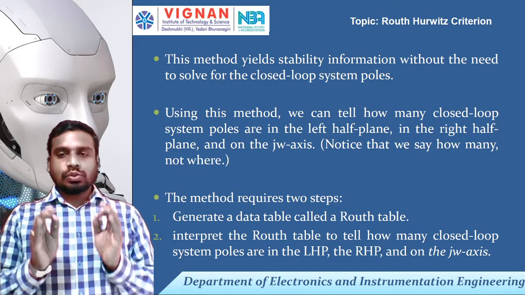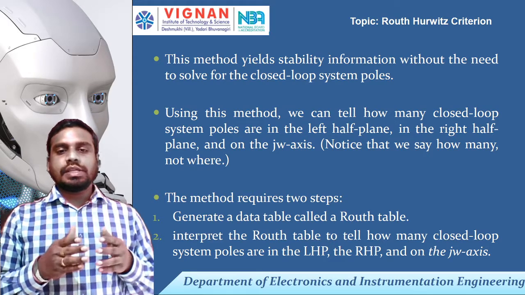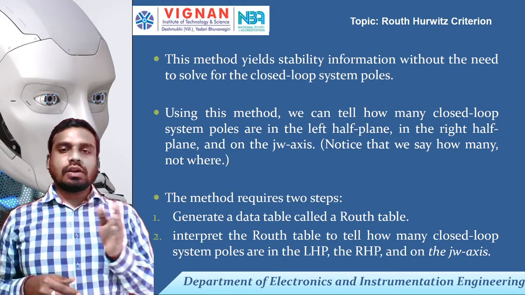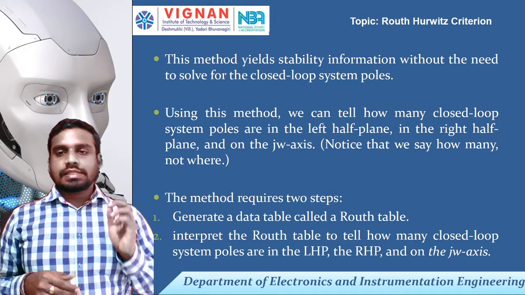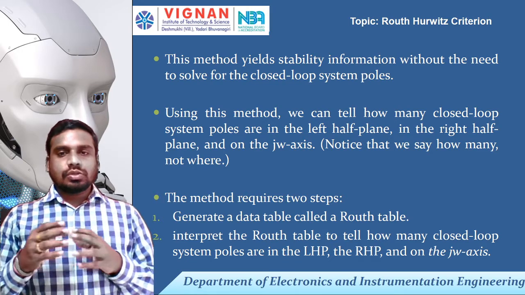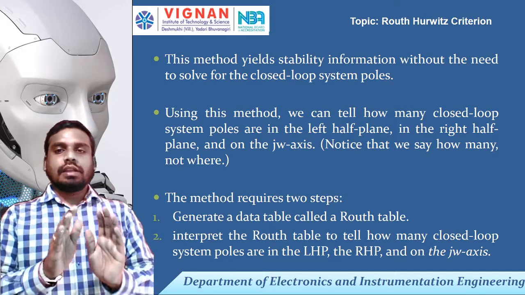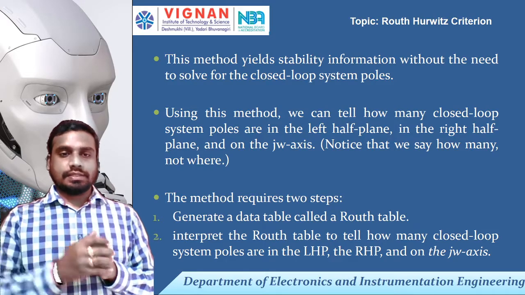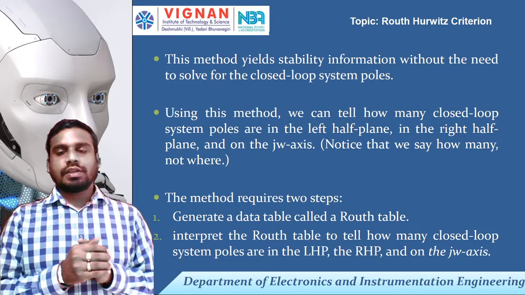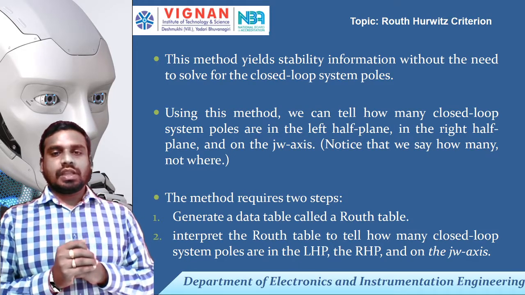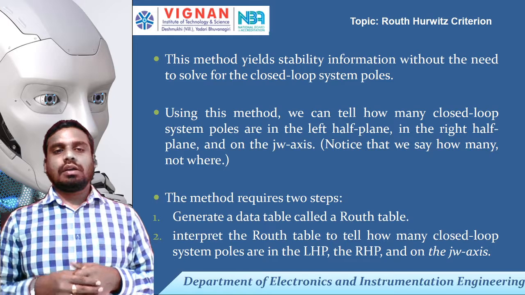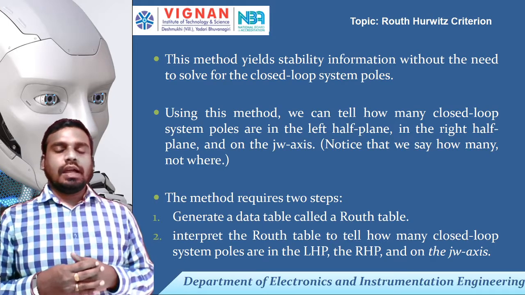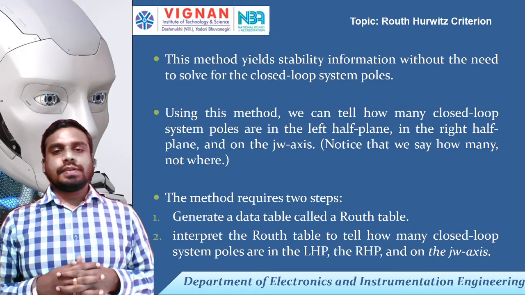Based on that we can judge the stability. The rule is that if the system poles are lying on the left half of the S plane, the system is said to be stable. So this method tells where the system poles are lying, not the exact location. That is one drawback of the Routh Hurwitz criteria. We'll get into what the method is, and we'll see numerical problems of it.